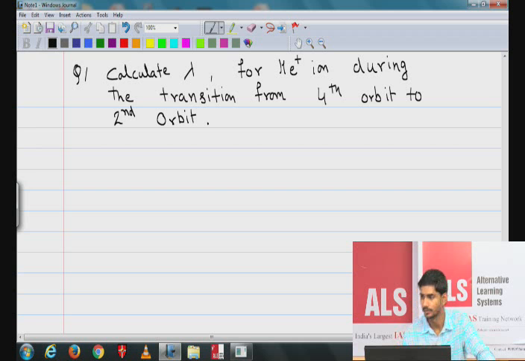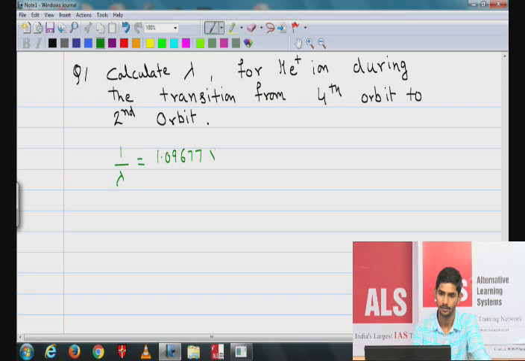Okay, guys. So I think everybody has attempted this question. So let's solve it. Again, we have to use the formula 1 upon lambda is equal to 1.0967 into 10 to the power 5 into Z square into 1 upon 2 square minus 1 upon 4 square. As we are talking about helium, Z should be 2, so it should be 2 square.